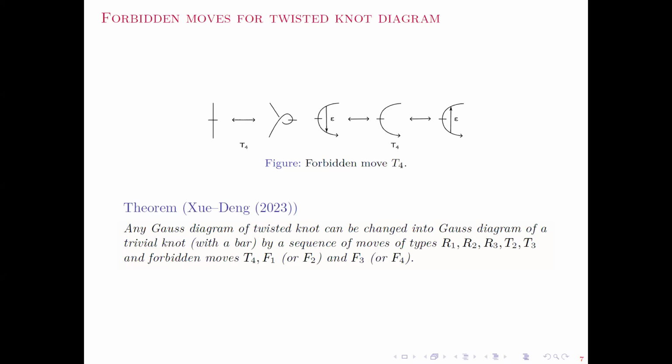One important thing here is that there are two trivial diagrams for twisted knots. One is the usual trivial diagram with no crossings and no bar, and another one is no crossings with one bar. That is also considered a trivial diagram. So we have two trivial diagrams in the twisted case.